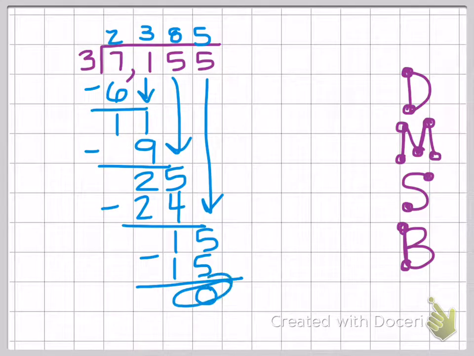I have no remainder left, so I know that my final quotient is 2,385. Let's try one more problem. On your desk, I want you to try 2 divided by 1,264.